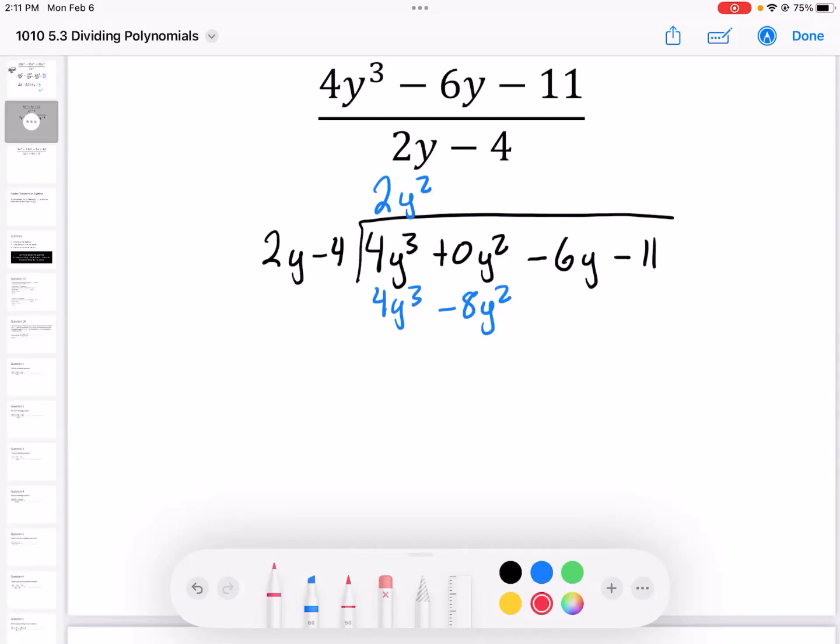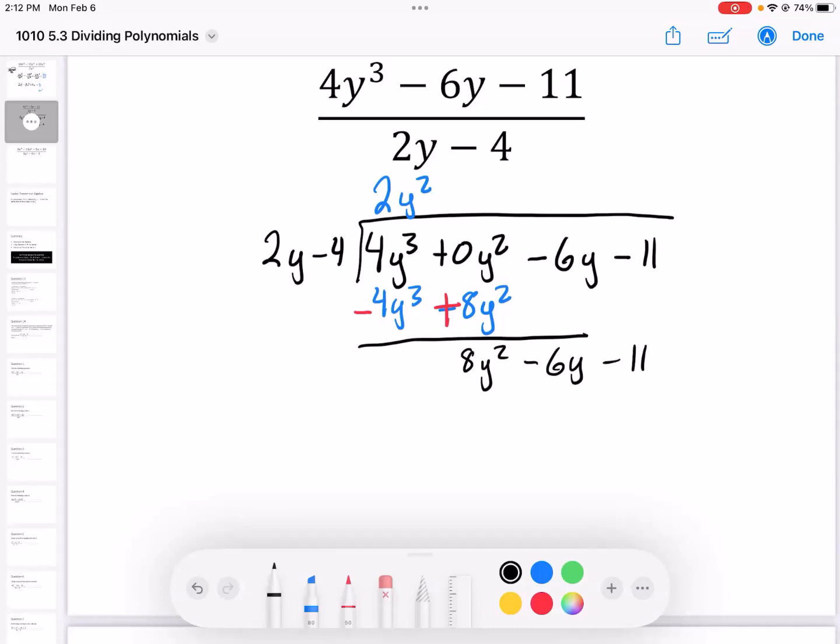So I multiply, and then my next step is to subtract. When you subtract, you have to make sure you subtract the entire thing, which makes this +4 negative and the -8 positive. Make sure that you subtract both parts, or if you have 3 parts, that you subtract all of them. When I subtract that, the y cubes cancel out, which they should, because that was the whole point of dividing. Then 0y squared plus 8y squared leaves me with 8y squared minus 6y minus 11. So that was my first round of long division.